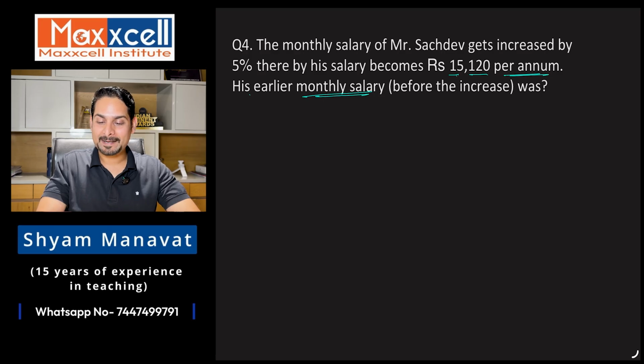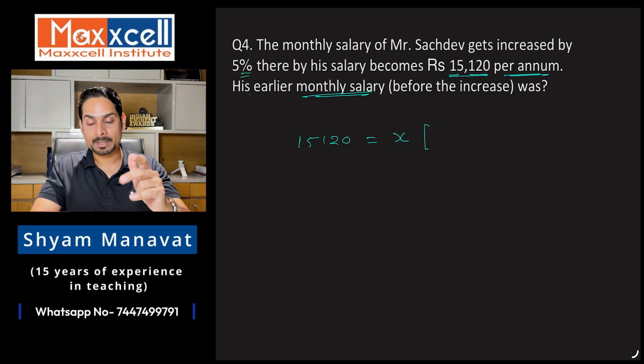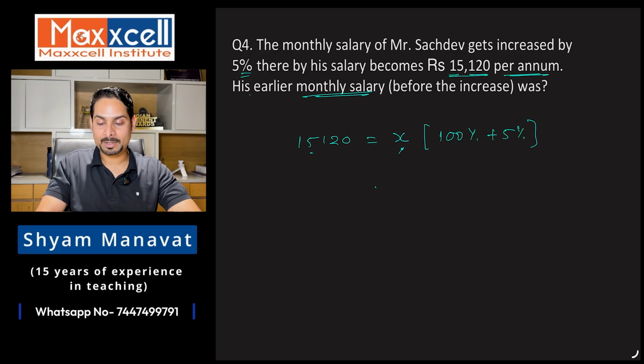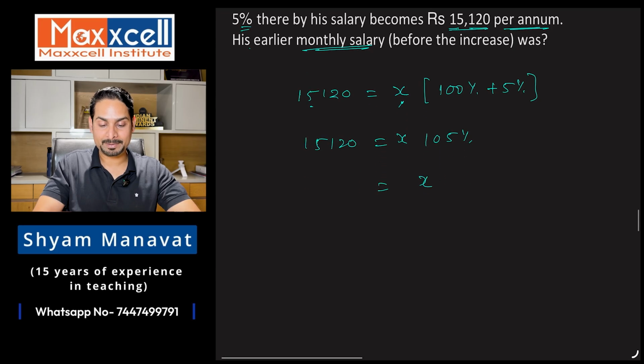So 15,120 is the current salary. This you got compared to the previous salary, let's say X, on which there is a 5% increase. If a percentage increase is given, what do we say? The increased value is equal to the previous value into 100% plus 5%. This becomes 105% of X. This is 15120. Now, if I find out the value of X, it will be 15120 into 100 by 105.